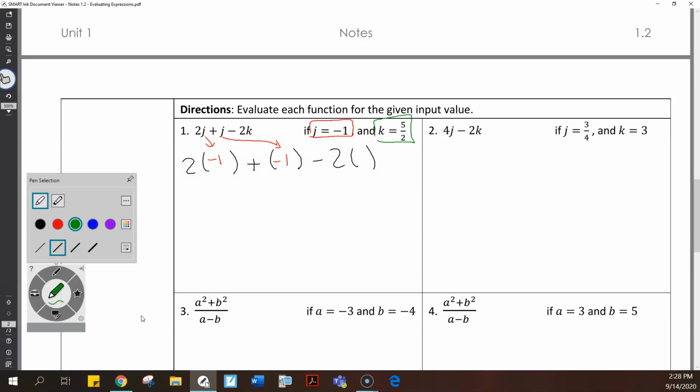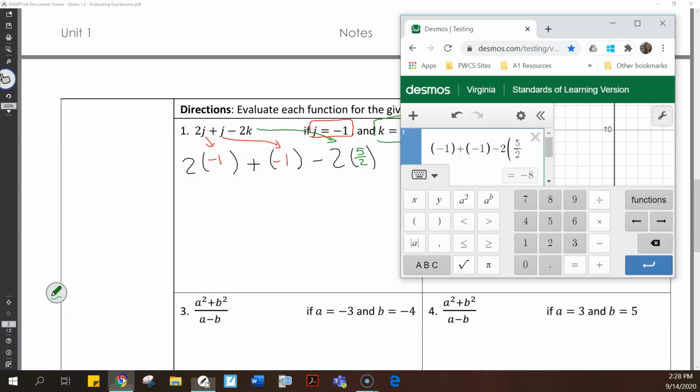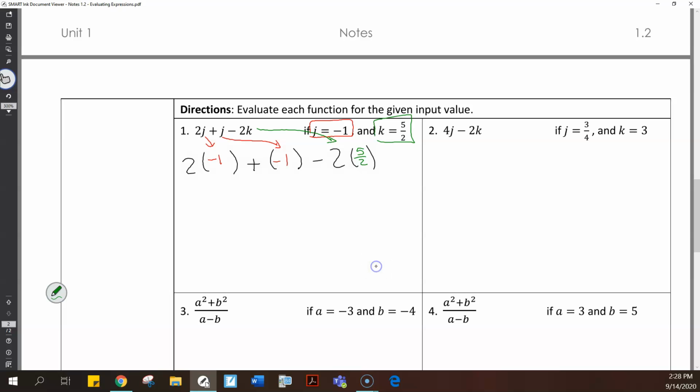Don't let the fact that that's a fraction freak you out, because the process for using 5/2 is the same as the process for using any other number. If you're using Desmos, you can represent that 5/2 as 5/2 or 5 divided by 2, and that'll set it up as a fraction for you. So remember, I'm still going to follow my order of operations. I'm going to do groups, exponents, multiply or divide from left to right, and add or subtract from left to right.